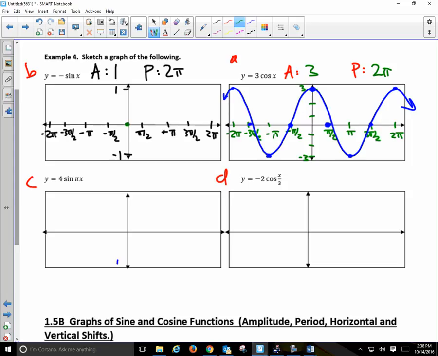Now, what do you notice about this sine graph that's different than the one that we sketched earlier? What does it have that's different about it? It has the negative sign in front. When you see something with a negative sign, what do you do to the graph? You flip it. So instead of going up, this one's going to go down.